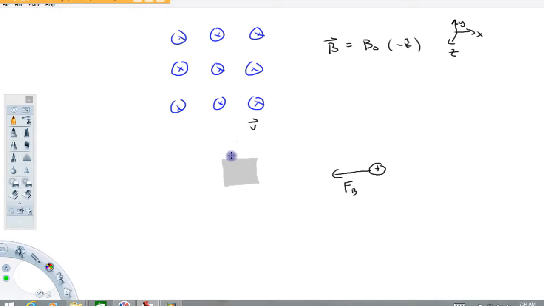All right, well, what if our velocity vector was pointing to the left? What's going to occur now? So there is our velocity vector, meaning that this object is now moving left. All right. So now we're going to, again, look at force directions.